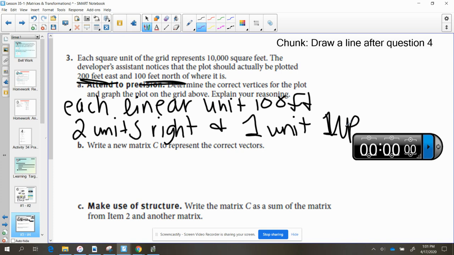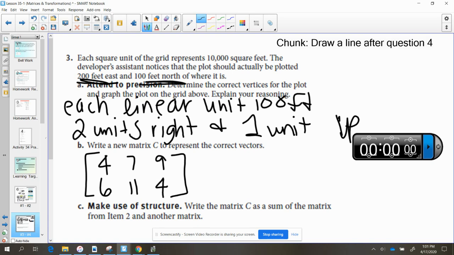movement up. Excuse me, that looks very bad. Up is what we're representing there. Now, our new matrix then, if we're moving everything to the right 2 and up, we're no longer at 2, 5. We're at 4, 6. We're no longer at 5, 10. We are at 7, 11. And we are no longer at 7, 3. We're at 9, 4. Okay?